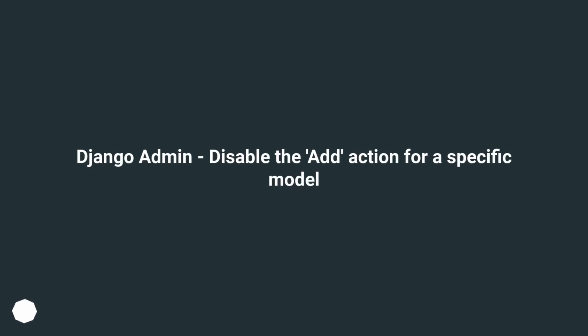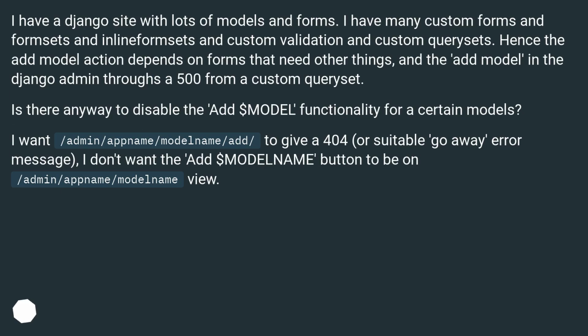Django Admin, disable the add action for a specific model. I have a Django site with lots of models and forms. I have many custom forms and form sets and inline form sets and custom validation and custom query sets. Hence the add model action depends on forms that need other things, and the add model in the Django admin throws a 500 from a custom query set.